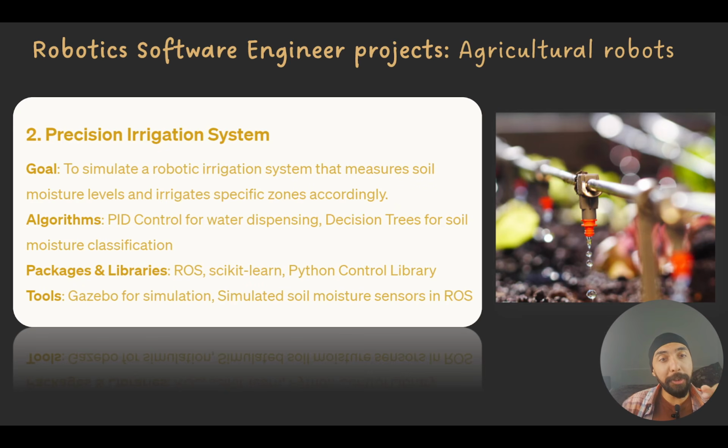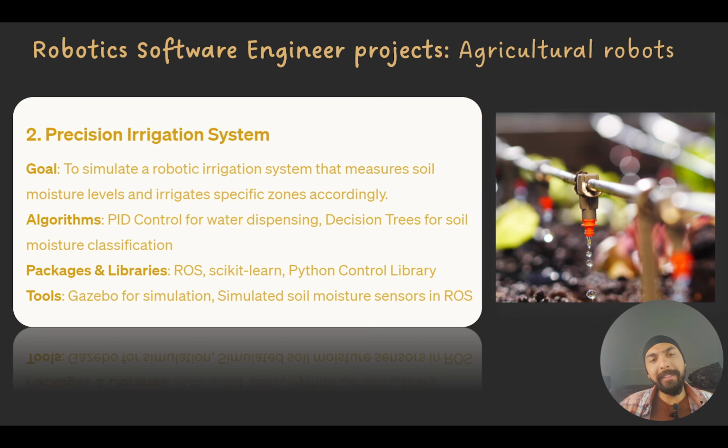Another project is precision irrigation system and other agriculture related projects to simulate a robotic irrigation system that measures soil moisture levels and irrigates specific zones accordingly. And you can expect to use PID control for water dispensing, decision trees for soil moisture classification, ROS, scikit-learn, Python control library are the packages that you would expect to work with. Gazebo and simulated soil moisture sensors in ROS.